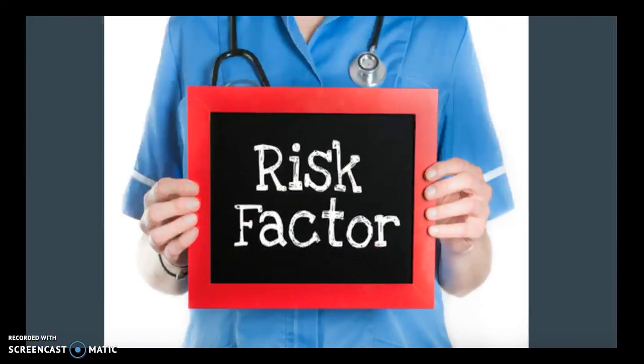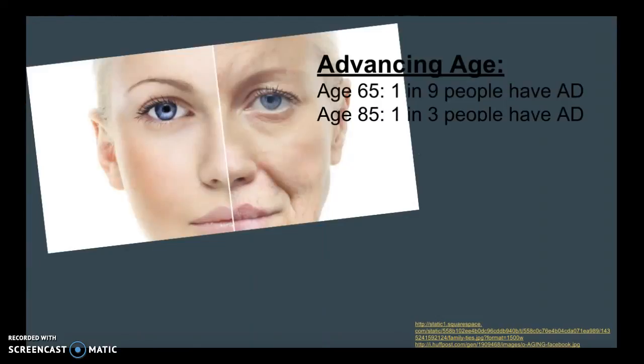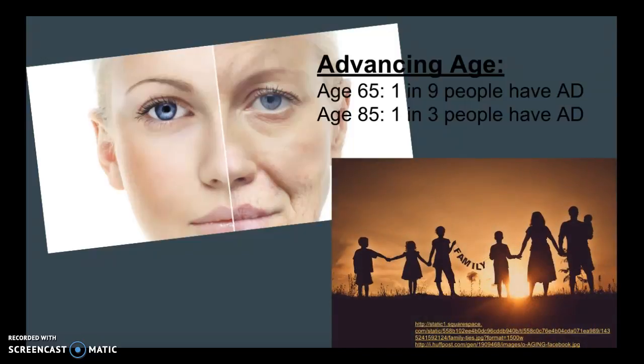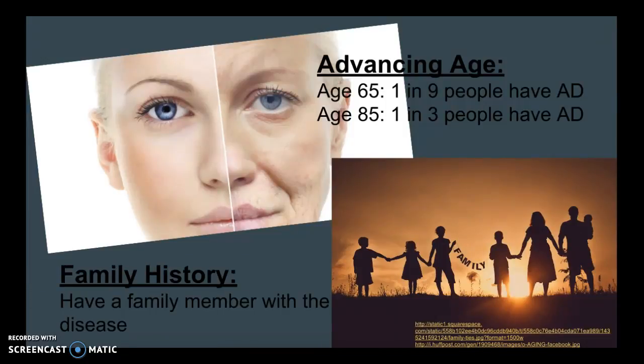Next, we will look at some risk factors relating to Alzheimer's disease. First is advancing age. By age 65, 1 in 9 people are diagnosed with Alzheimer's disease. By age 85, 1 in 3 people are diagnosed with Alzheimer's disease. As you can see, as one gets older, the likelihood of developing Alzheimer's disease also increases. In addition to advancing age, family history plays a vital role in developing Alzheimer's disease. If a family member has Alzheimer's disease, you are more likely to develop this disease as well.